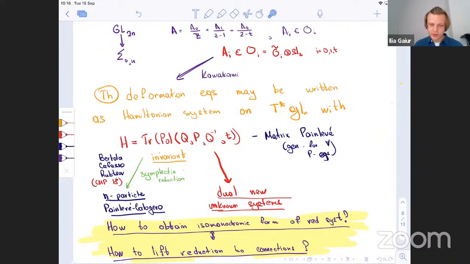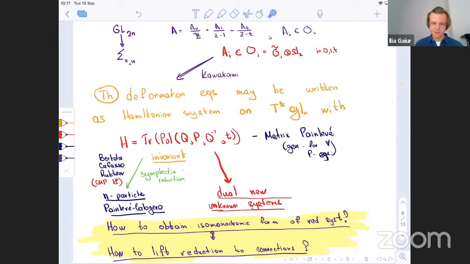That means that we can do a reduction for these Hamiltonians. And a very beautiful result by Bertola, Cafasso, and Rubtsov was that the symplectic reduction of these systems gives us n-particle Painlevé–Calogero systems. So they built this path from some matrix Painlevé equation to multiparticle Painlevé–Calogero systems.